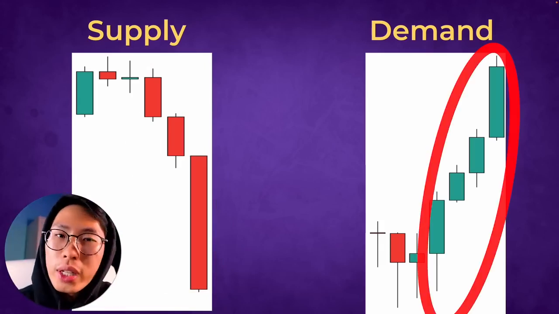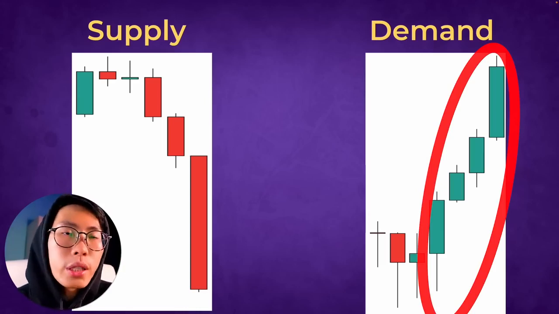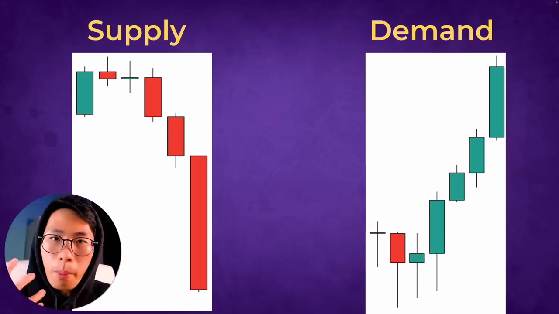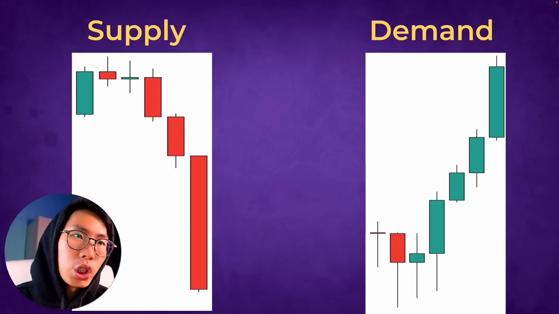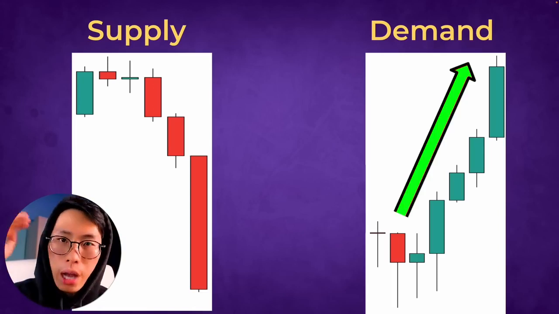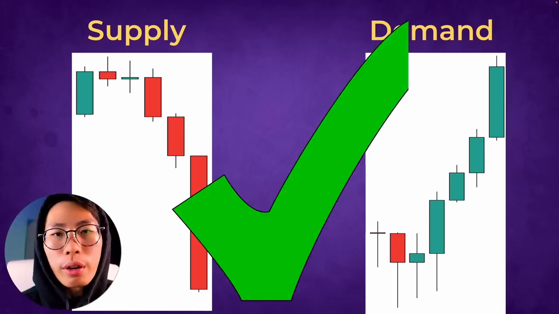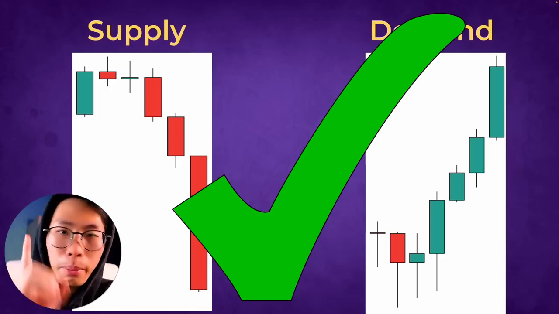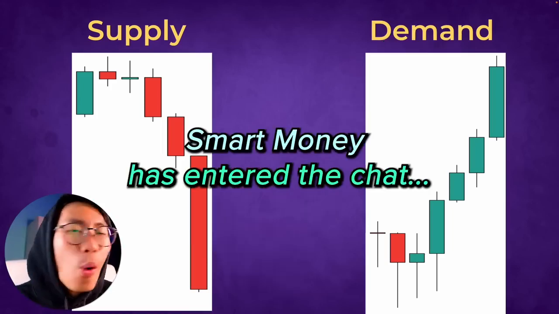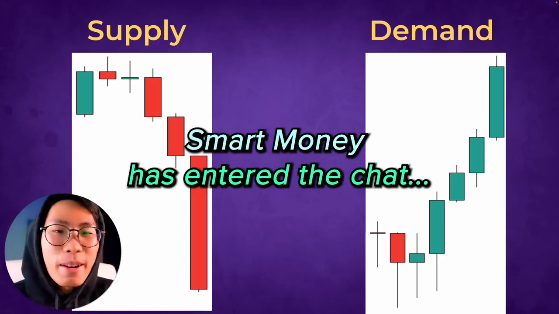On the right side, we see green momentum candles which tell us that there is a lot of aggressive buying, a lot of buying pressure, a lot of momentum pushing the price up. So these are what you should be looking for when trading supply and demand. These momentum candles tell us that smart money is in the market.